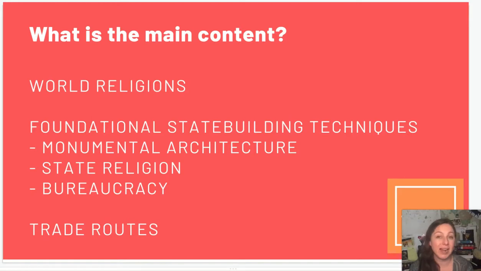The other content that I think is really important is just foundational state building techniques. They don't need to know how Rome was different than the Han Dynasty, but it is helpful for them to know how these different ancient kingdoms and classical empires used things like monumental art and architecture, a state religion, how they formed bureaucracies, that sort of thing, because then they'll notice those continuities. Because when we jump into the curriculum in the year 1200, there's going to be a lot of states and empires still using those same practices.